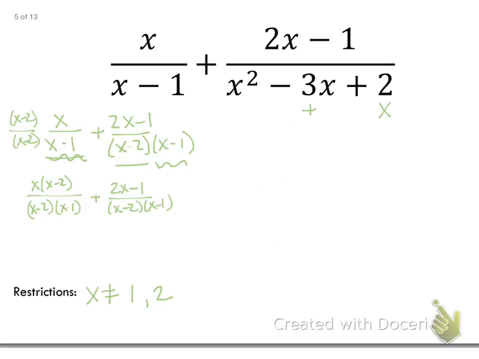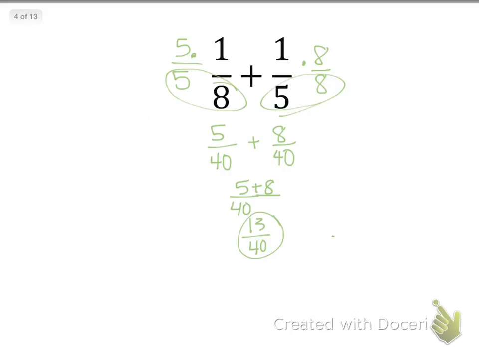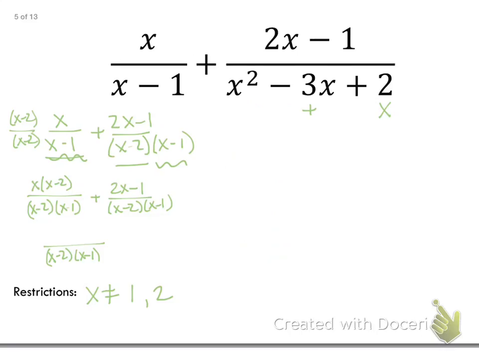Now that they share that common denominator, you can write it as one, so x minus 2, x minus 1. I'm only writing one set, I'm not multiplying them together. They have a common denominator, just like in this one, where we just shared the 40. We didn't make it 80. On the top, we're going to get x times x minus 2 plus 2x minus 1. So we're just making that really long there.